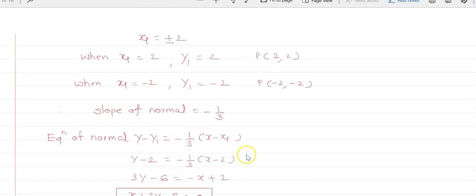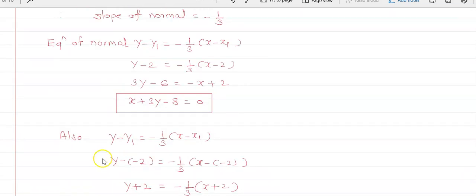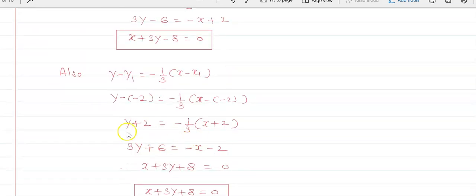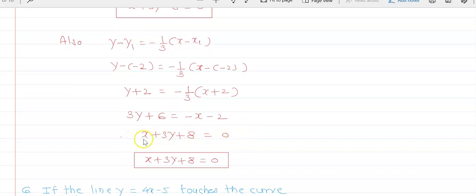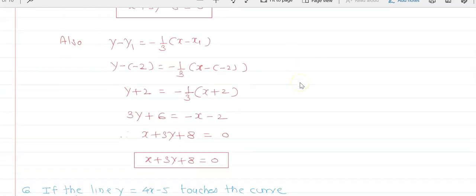Now we'll find the equation of the normal. The slope is -1/3, and first we take the point (2, 2) and second (-2, -2). Equation of the normal: y - y1 = -(1/3)(x - x1). After simplification, you get the first equation of the normal at the point (2, 2): x + 3y - 8 = 0. And also y - y1 = -(1/3)(x - x1); substitute it, then you will get y + 2 = -(1/3)(x + 2). That's why the equation of the second normal, at the point (-2, -2), is x + 3y + 8 = 0.